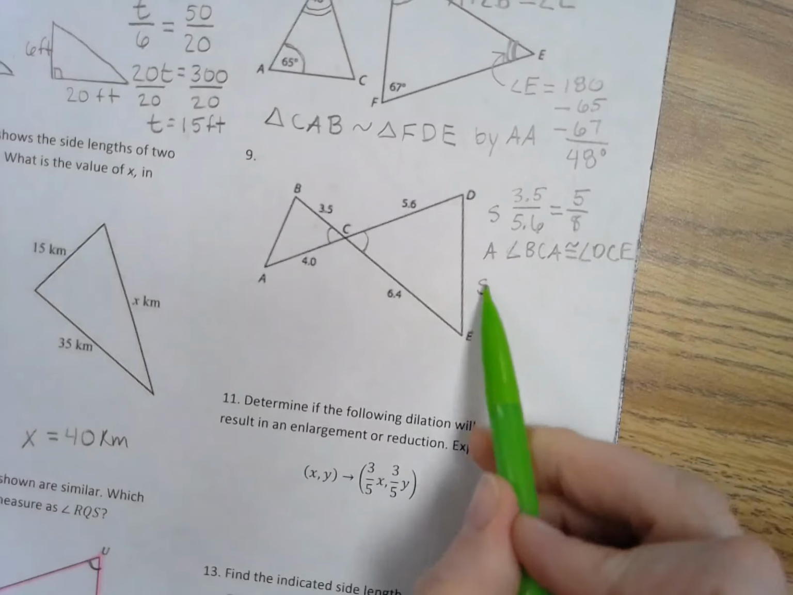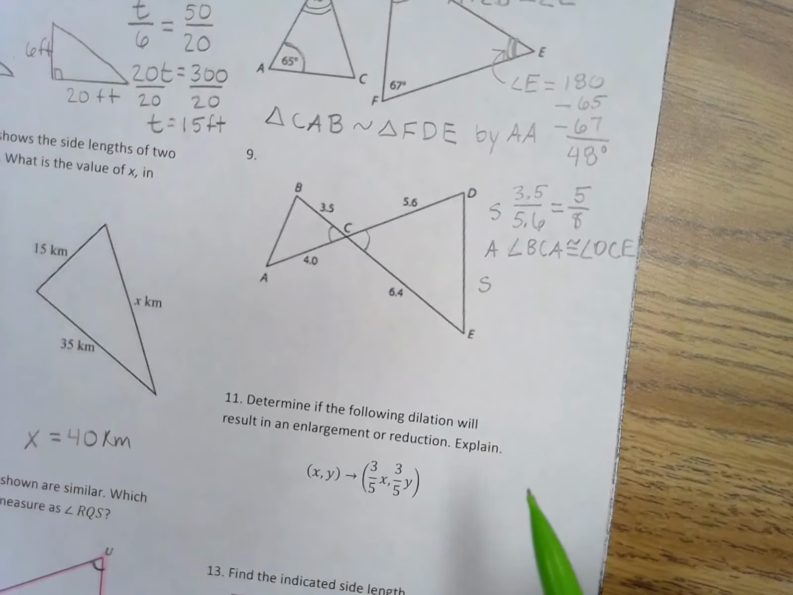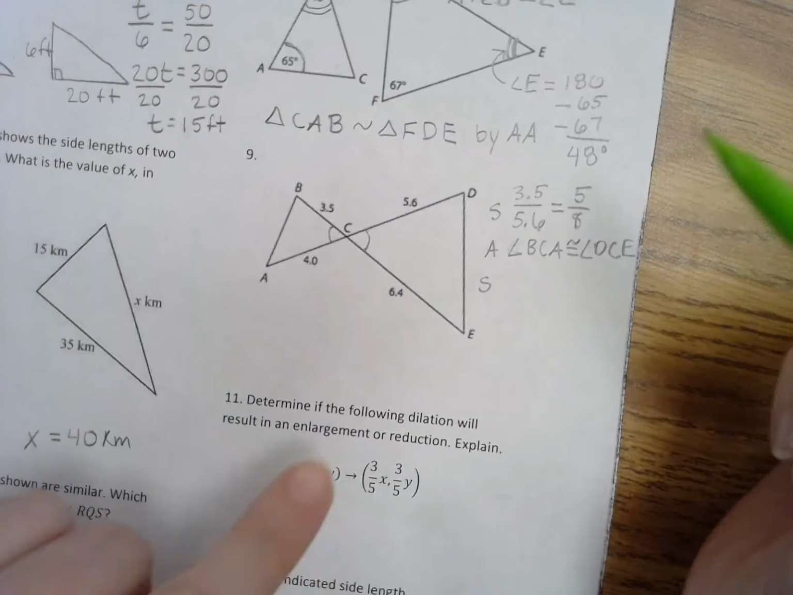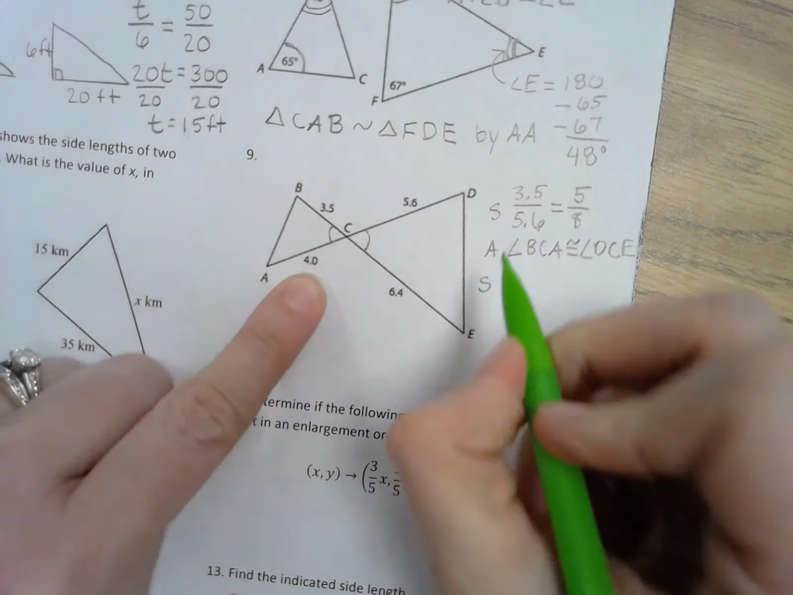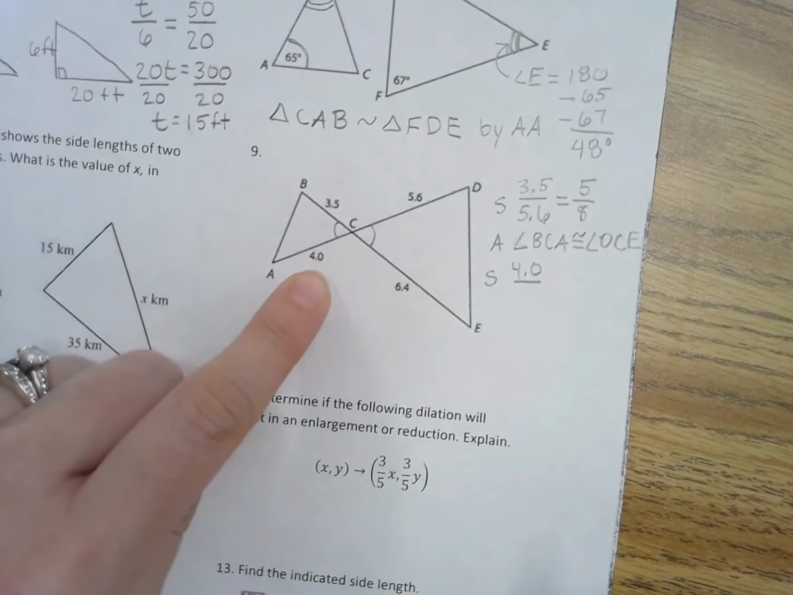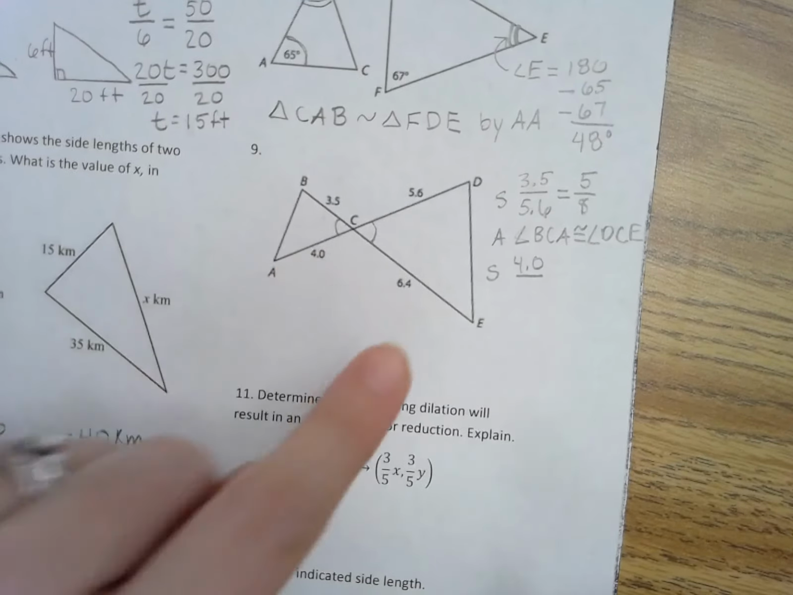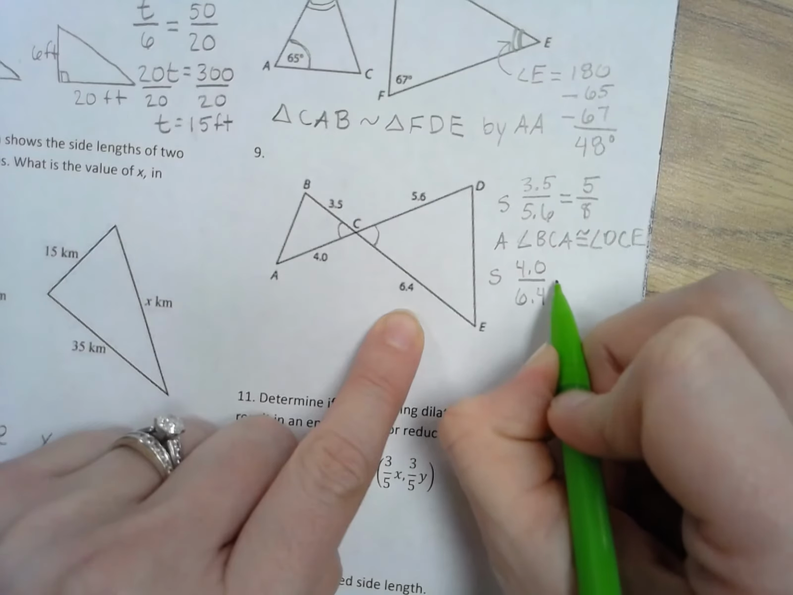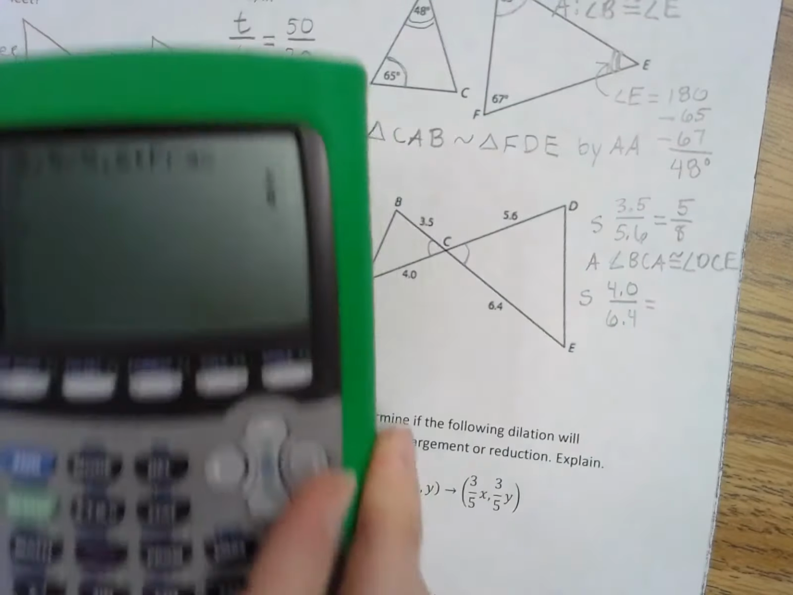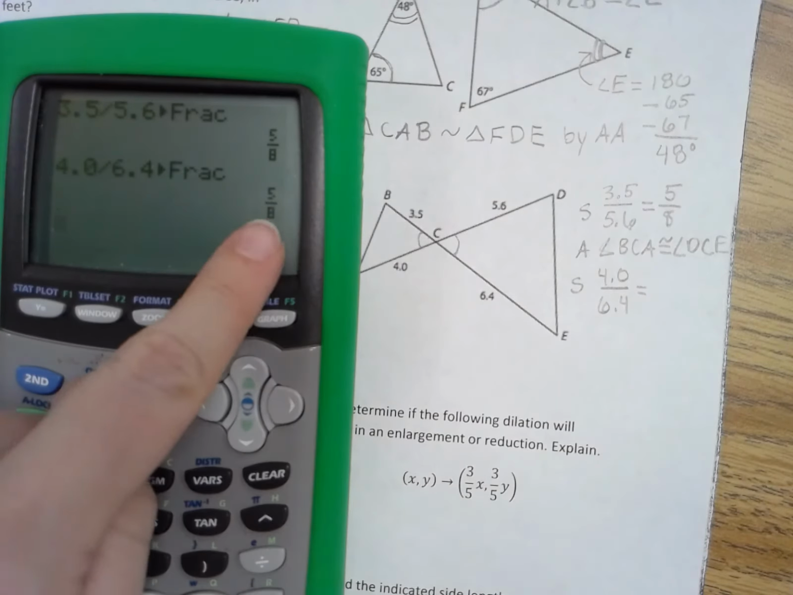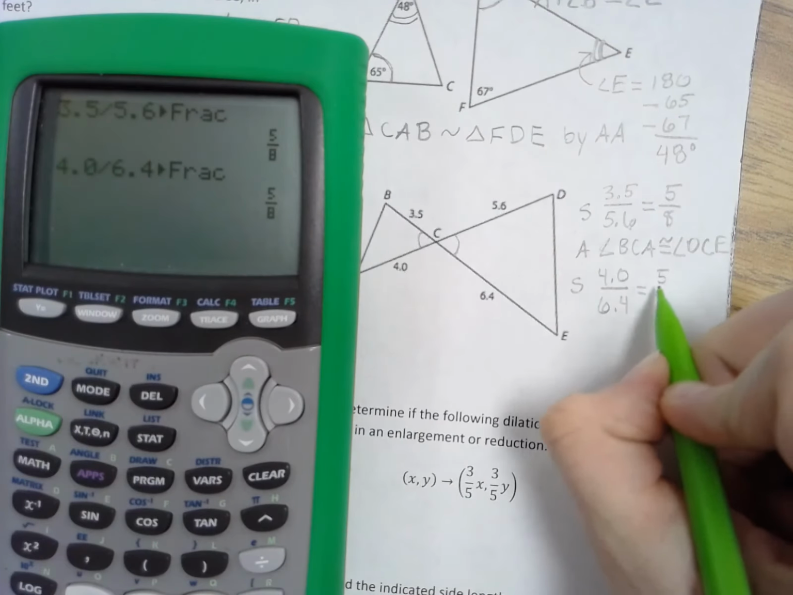So our goal is to also see the next pair of sides to be proportional, so equaling 5/8. So let's take a look. We want to do the 4.0, or just 4, because it's the longer side in this triangle. We're going to compare it with the longer side in the other triangle. So again, let's reduce to a fraction that makes sense. So 4.0 with 6.4, math, fraction, and looky there, it is 5/8.